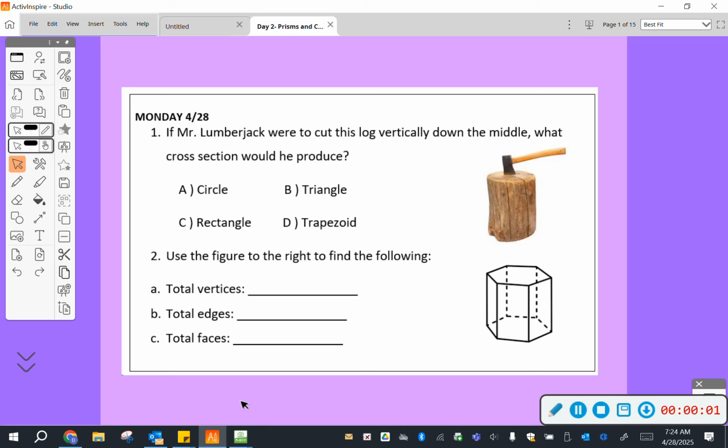All right, if Mr. Lumberjack were to cut his log vertically down the middle, what cross section would he produce? So if he were to cut this up and down, what would show on the other side? A rectangle is correct. So think about a half of a log, and I just want the side he cut. I know obviously it's like a half cylinder, but just the side that he cut would be a rectangle. So C is the answer.